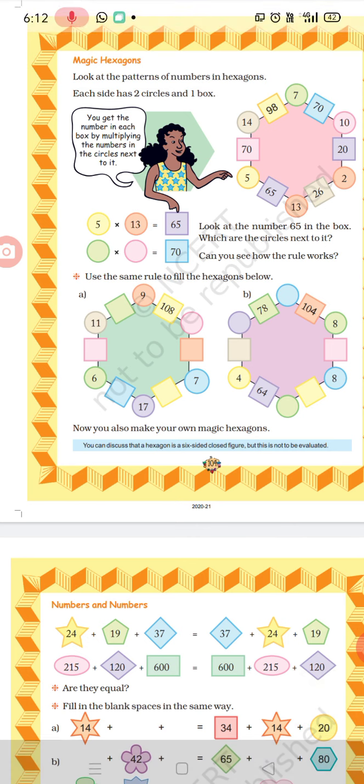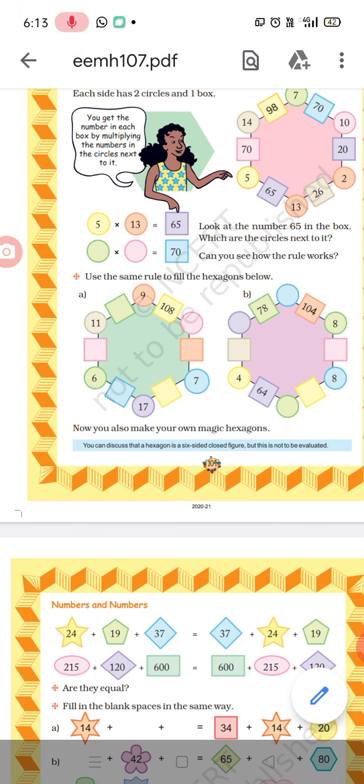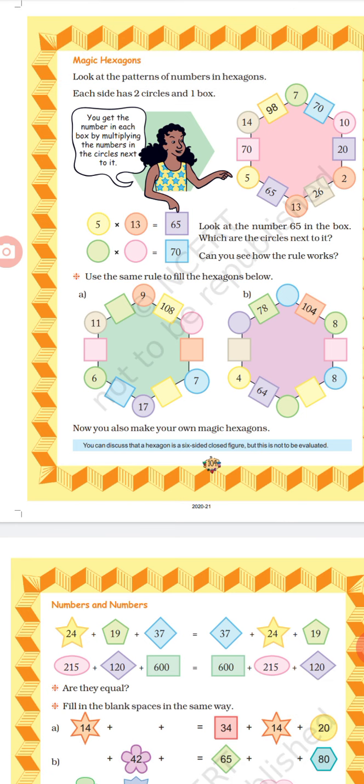So here the position of the numbers is changed, but if we do an addition of the three of them, if we take a total of it, then the answer will be the same. So are they equal? The question is being asked to you. So the answer is yes, they are equal. Now fill in the blanks according to it.